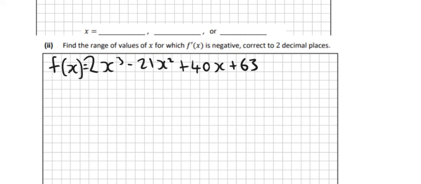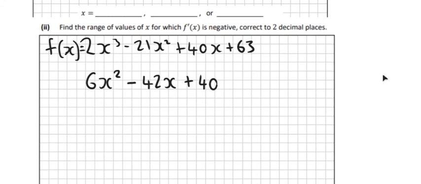So this will go to 3x squared. So you drop, oh sorry, it won't. So you multiply, so 6x squared, you drop down the power of x, minus, and then do 2 multiplied by 21, so that's 42. And the x squared drops down to just an x, and then 40, and then the 63 will be gone. So that's f dash x then.